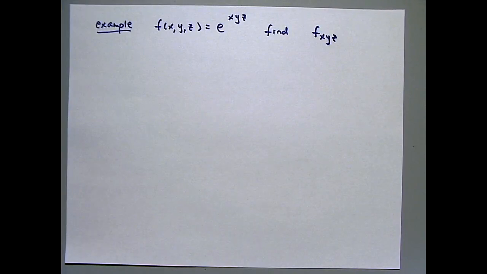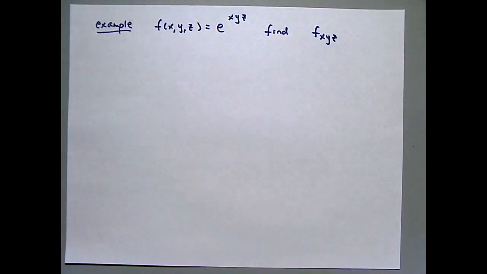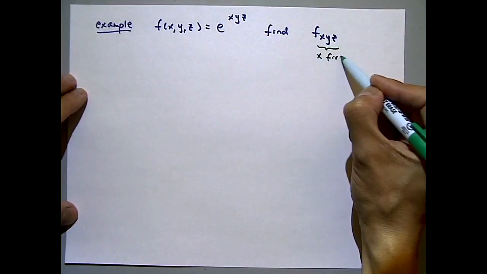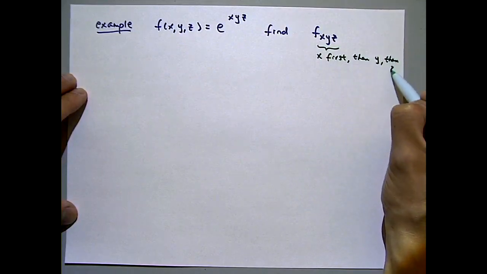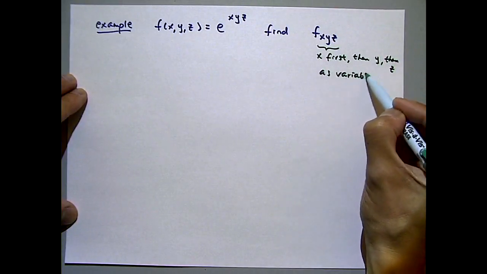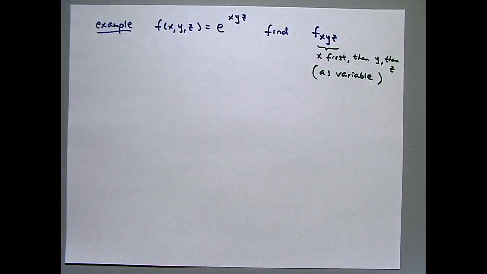Same idea. Each time you take a partial, there are 3 variables now, so you treat the other 2 as constants. And you do that 3 times. And this tells us the order: x first, then y, then z. That's the variable, right? The first step, we treat x as a variable, y and z will be constants. Second step, we do y and treat the other 2 as constants, and so on.